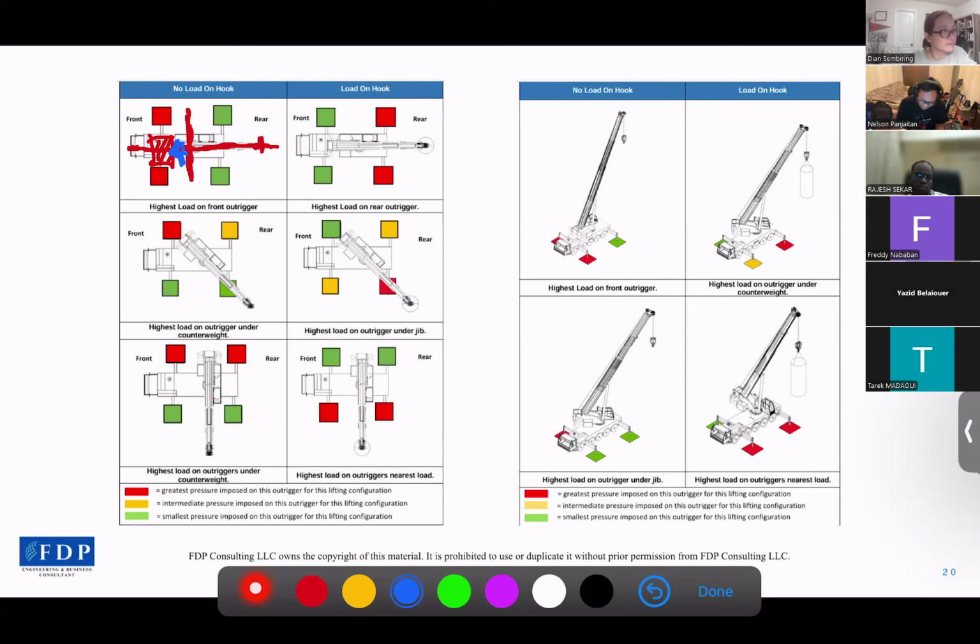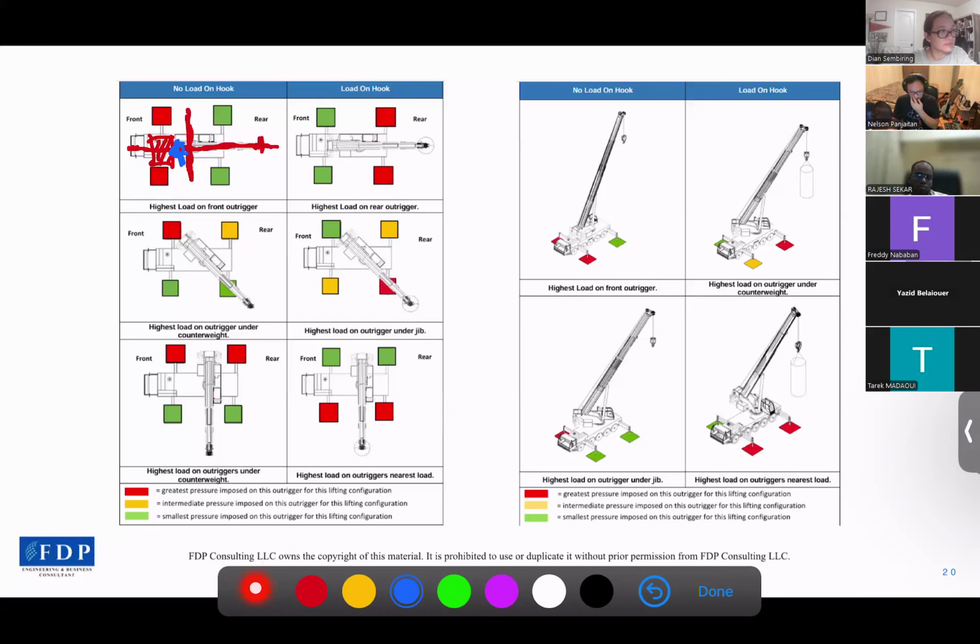That's why the maximum outrigger forces will be on the rear outrigger. So in every calculation we will use the center of the slew ring as our reference point. So we continue with the load attached to the crane.